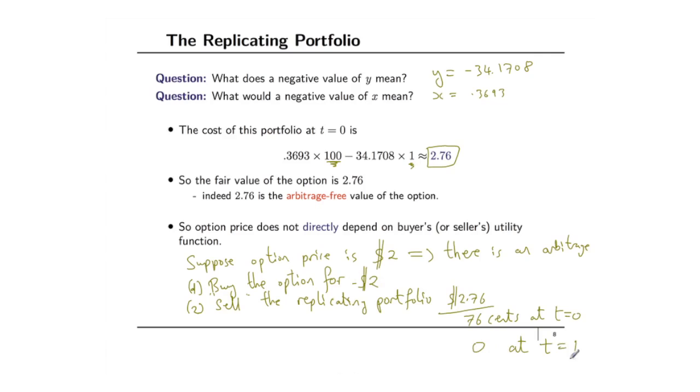And so this is an example of a type A arbitrage. Similarly, if the option price was selling for a quantity greater than 2.76, maybe for $4, then what I would do is the opposite. I would sell the option for $4, and I would buy the replicating portfolio for $2.76. So that would give me a net of 4 minus 2.76, which would be $1.24. I would take that in at t equals 0, and at t equals 1, the two positions would offset each other because the portfolio replicates the payoff of the option. So again, I would have an arbitrage. So in fact, this value of 2.76 is the arbitrage-free value of the option.